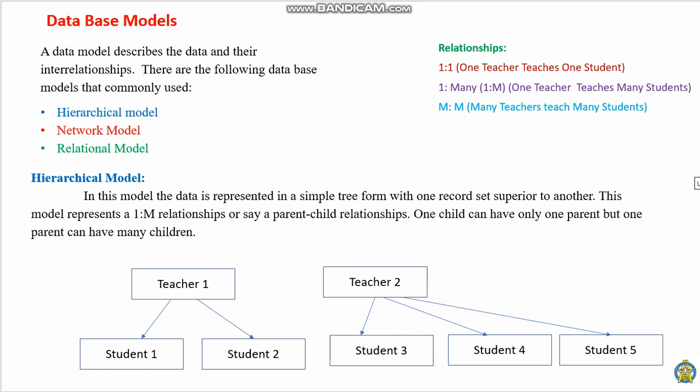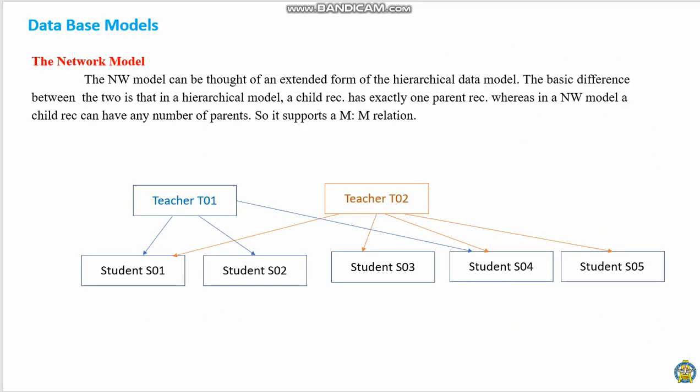The next model, what is called the network model, is an improvement over the other. A network model can be thought of as an extended form of the hierarchical data model. The basic difference between the two is that in the hierarchical model, a child has exactly one parent. But in the network model, a child record can have any number of parents. So it supports an M is to M relationship.